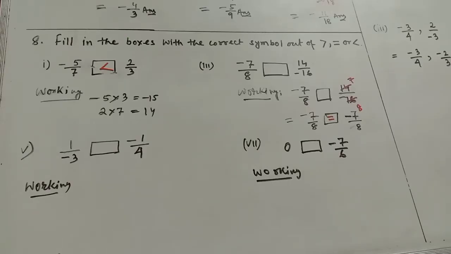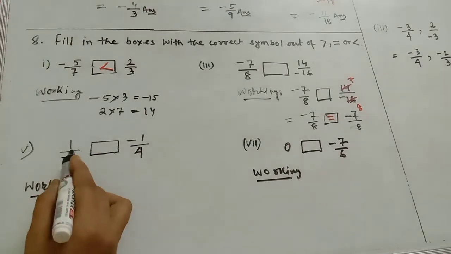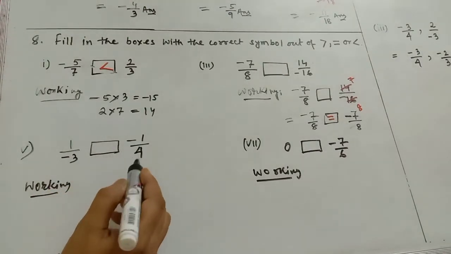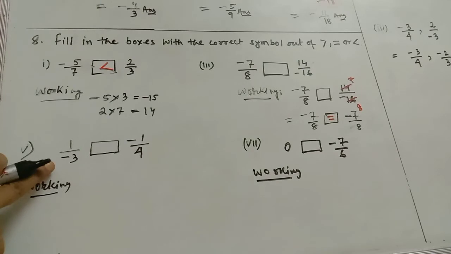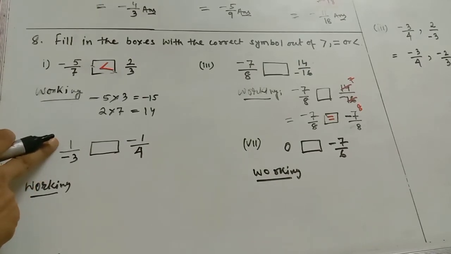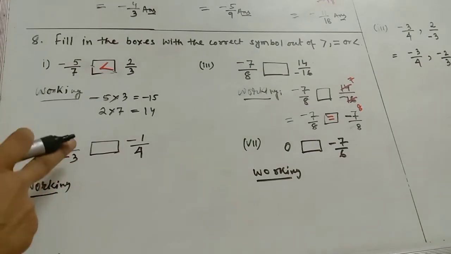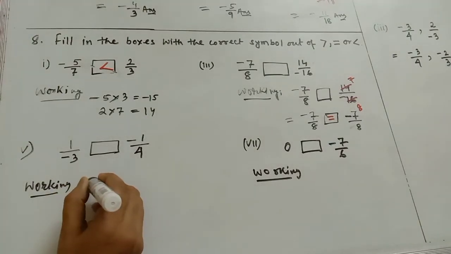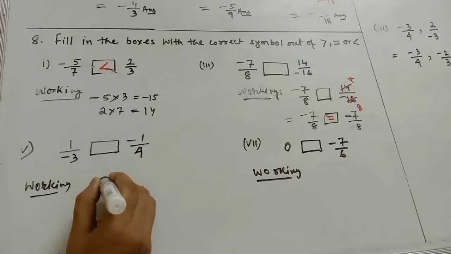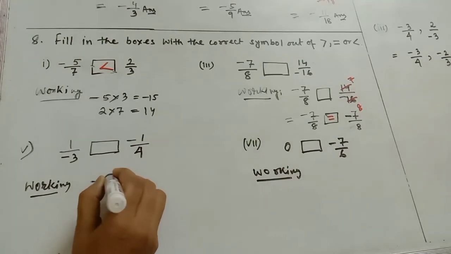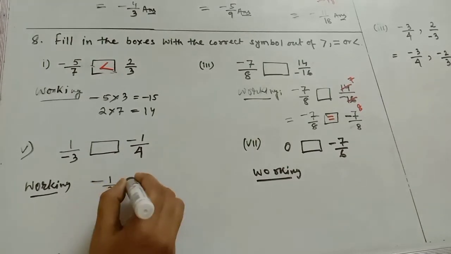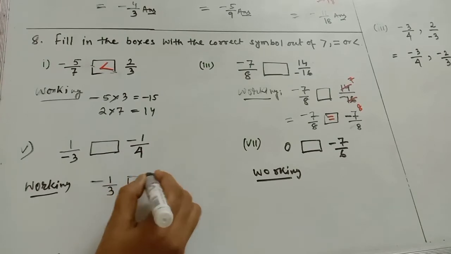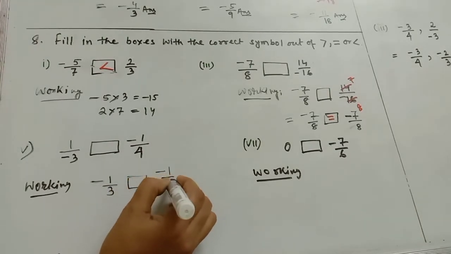Next question is question number 5. It is 1 by minus 3 and minus 1 by 4. As you know that the denominator is negative and it is not in standard form, so you have to take the negative sign to the numerator by multiplying both numerator and denominator by minus 1, and we can do this directly only. So working for this one, minus 1 by 3 and minus 1 by 4.